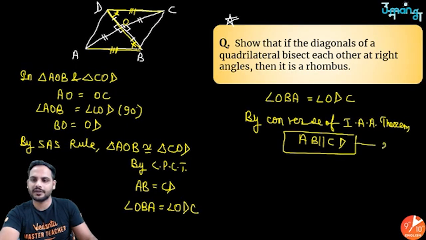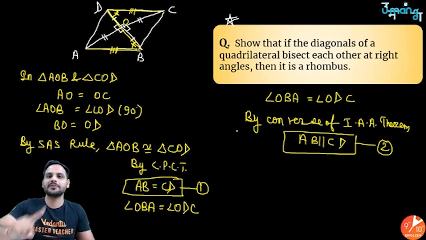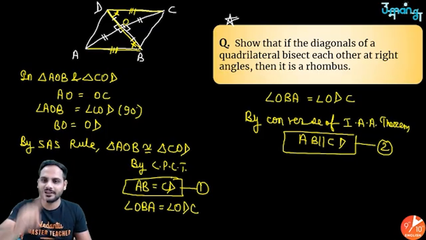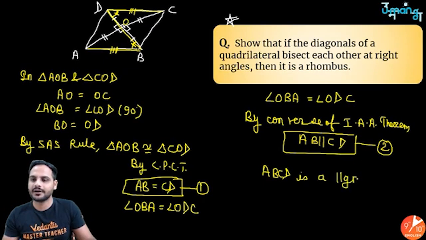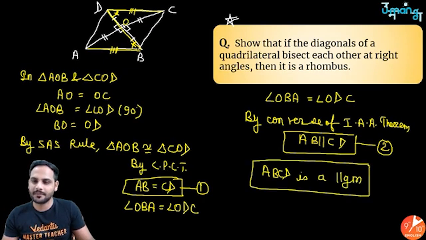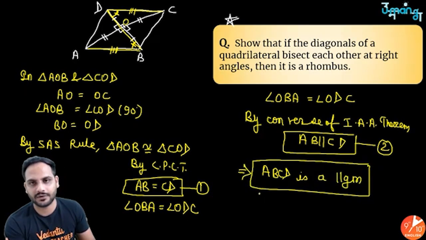So this is your second equation. AB equal to CD is your first equation. So AB and CD are equal, AB and CD are parallel, one pair of opposite sides are equal and parallel. So I can clearly say hence ABCD is a parallelogram. Okay beta, so what was the first step? That we have got the result that ABCD is a parallelogram.